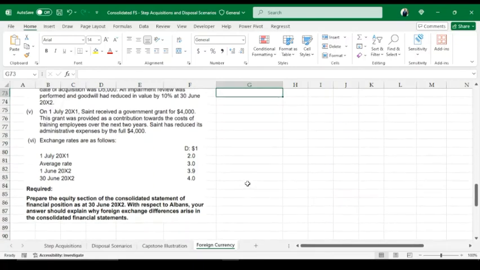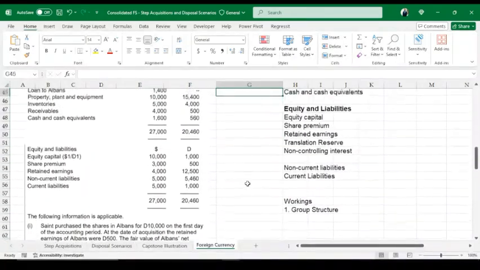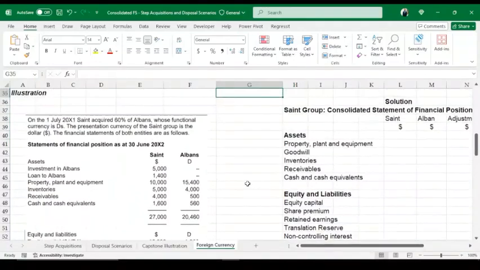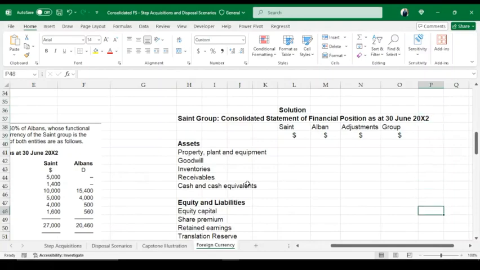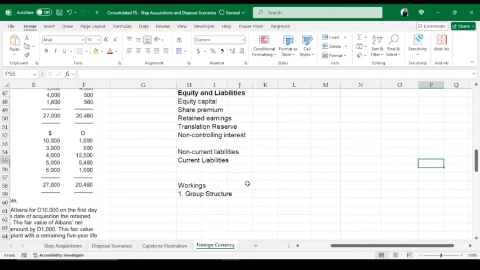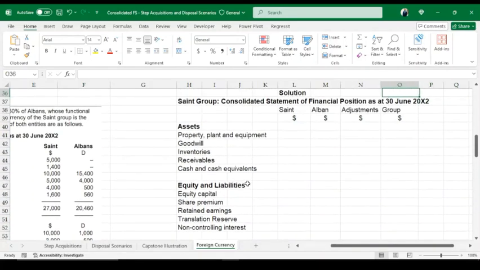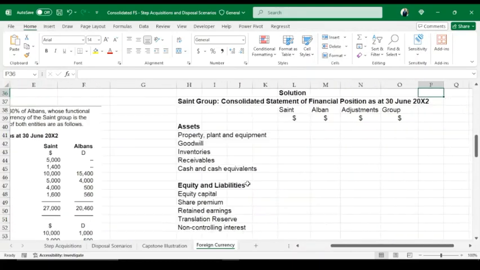So in questions, you can be asked to prepare just a section of the consolidated financial statement, but we are going to prepare everything for you to fully understand what we are doing. We are going to prepare the consolidated financial statements at the end of the period, and I already have the pro forma set up here. I'm going to leave the question in the video description so that you can download it and follow along. So it's not every time that I'll be referring back to the question in order to save time.